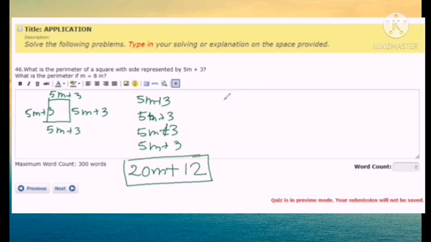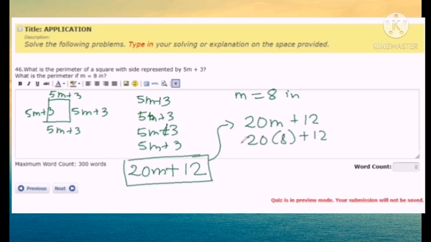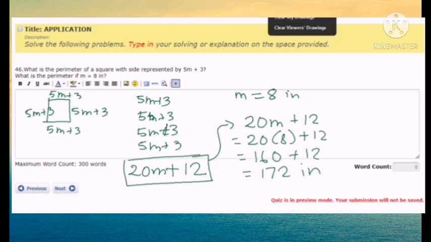But there is another question. What if m has a value of 8 inches? What will be the perimeter? From here, I'm going to change m into 8. So this will become 20 times 8 plus 12. We have 160 plus 12, so that will give us 172. And don't forget the unit, which is inches.